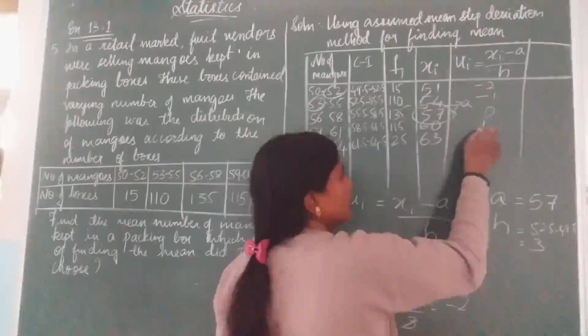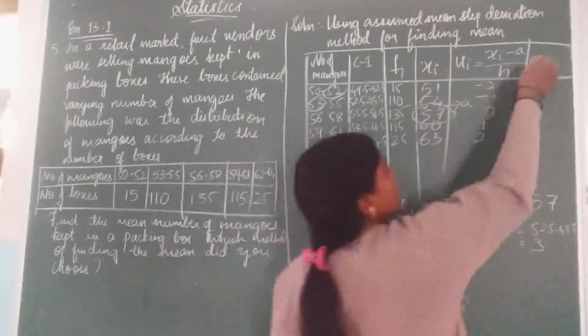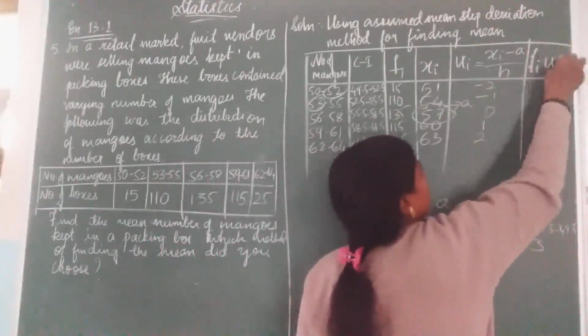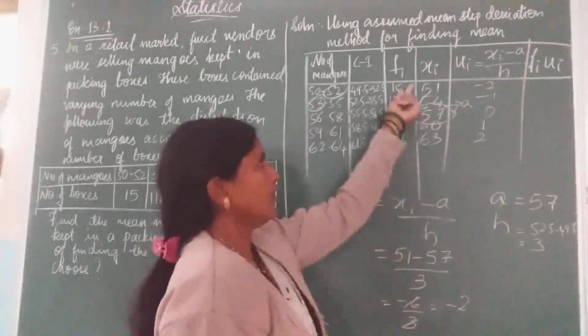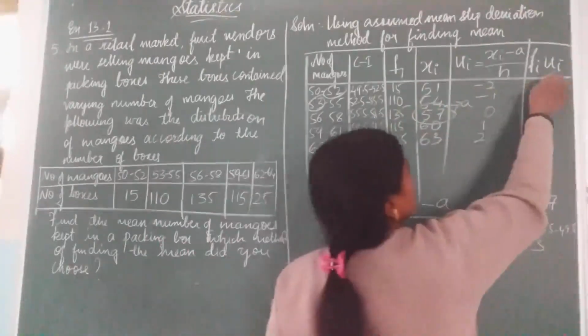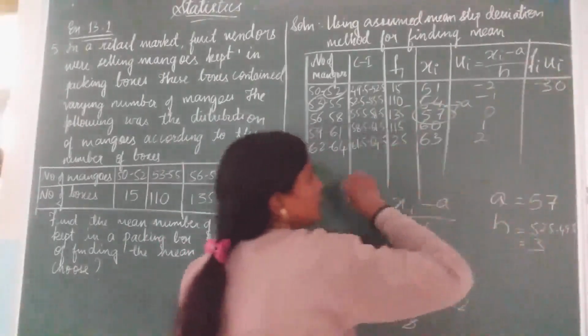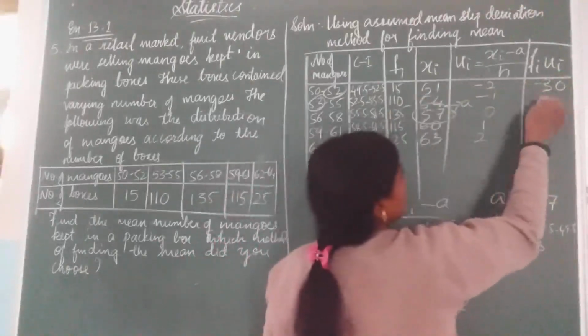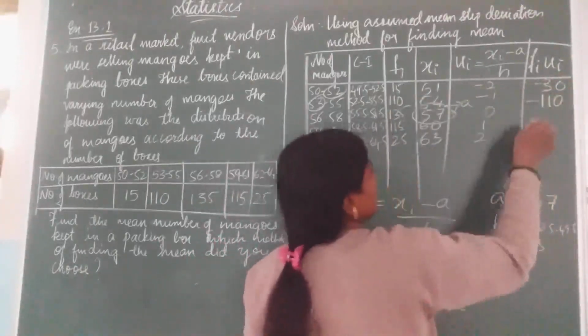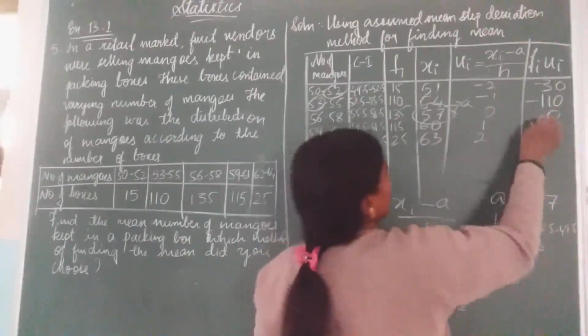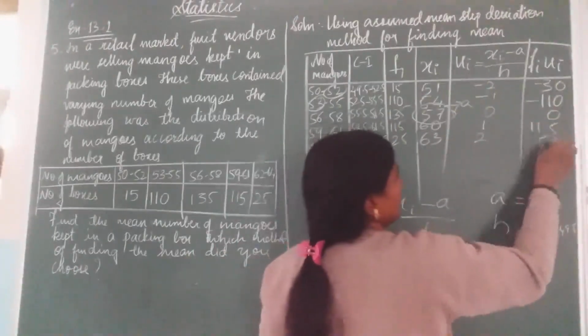Then next is 1, then 2. Now find out the column as Fi into Ui. Multiply the Fi and the Ui column. That is 5 2s are 10, minus 30. 110 minus 1, it is nothing but minus 110. Next it will be 0. Then 150. The last one it will be 50.